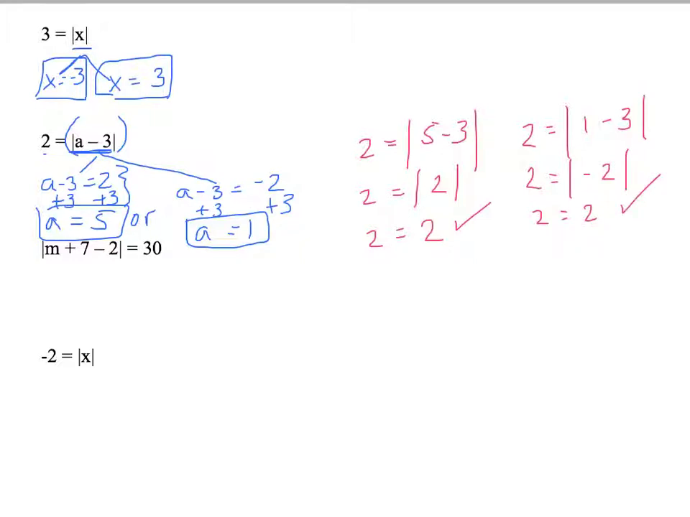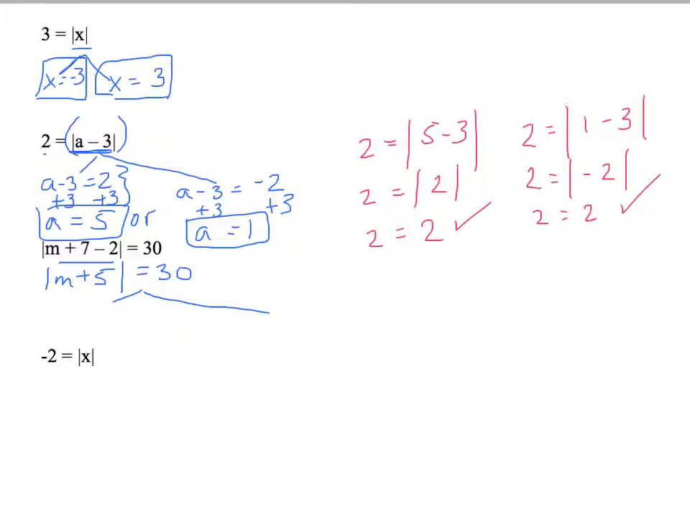This next problem is a little bit more complicated. Now we have two numbers in here. Since the absolute value works like parentheses, you should try to simplify as much as possible inside the absolute value symbols. So we're going to say m, and then we have plus 7 minus 2, so that would be plus 5, equals 30. You never split it until you figure out the simplest form of the absolute value problem, just to make it easier.